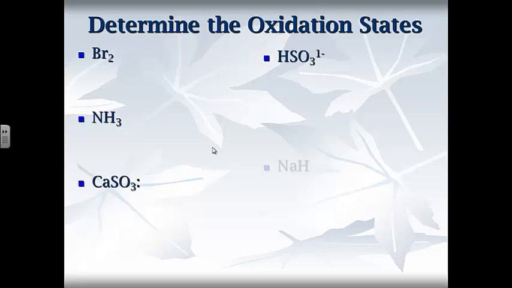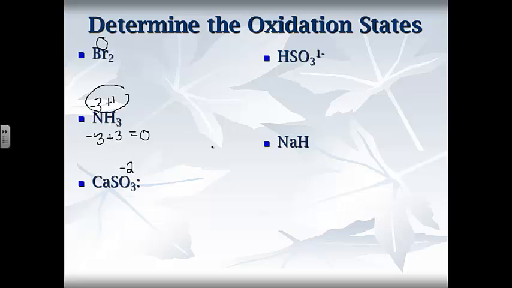Okay? All right, here's a couple more. Got lots of practice on these. Okay. So if you want to pause it, go ahead and pause it. Try them. All right, bromine is an element. It's all by itself, so it's going to be a 0. Hydrogen is usually plus 1, so it gets plus 3 here. So nitrogen, the whole thing has got to be equal to 0, so it's going to be minus 3. Okay, and again, these are the answers up here.